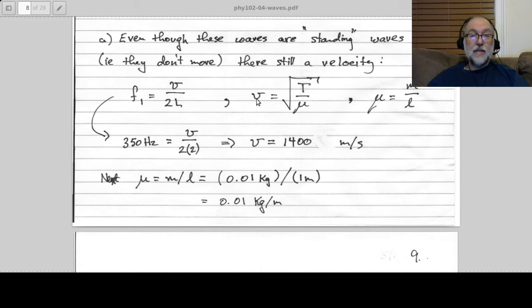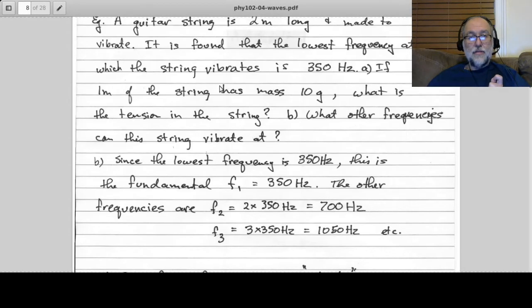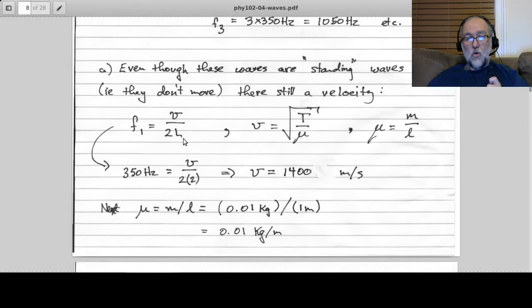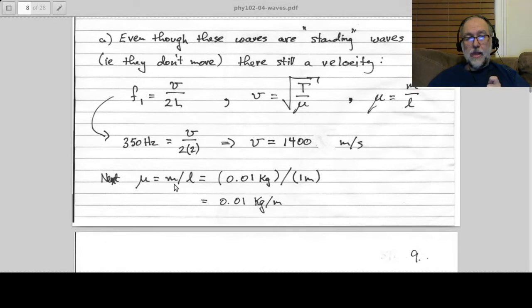What about the linear mass density? Do we have that? Well, indirectly we do, because I tell you here that 1 meter of the string has mass 10 grams. Okay, so over here, 1 meter, that's the little l here, 1 meter has a mass of 10 grams, and 10 grams is 0.01 kilograms. Okay, and that works out to just 0.01 kilograms per meter for the linear mass density.